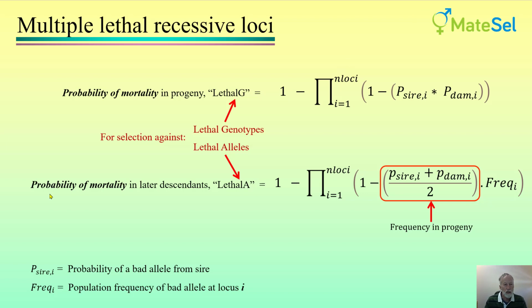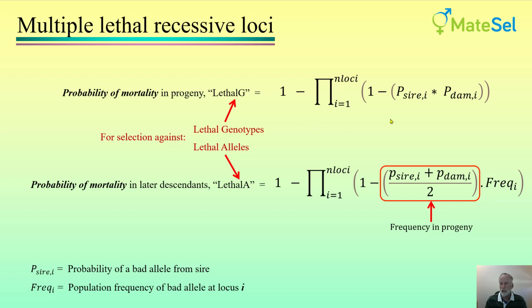Now we come down here to look at probability of mortality in later descendants. Lethal A for alleles, or additivity perhaps. So the construct is very similar to what you see above, except instead of the sire, we've got what is essentially the predicted frequency of the bad allele in the progeny. So now we're looking at the grand progeny, that's the progeny of the progeny, and for the matings of those progeny we use the current population frequency, although if you did have some knowledge of where that was going, there would be the possibility, of course, of using a future frequency. But by and large, these frequencies will not change very much if you've got a large number of loci. It takes a lot to make changes in frequency.